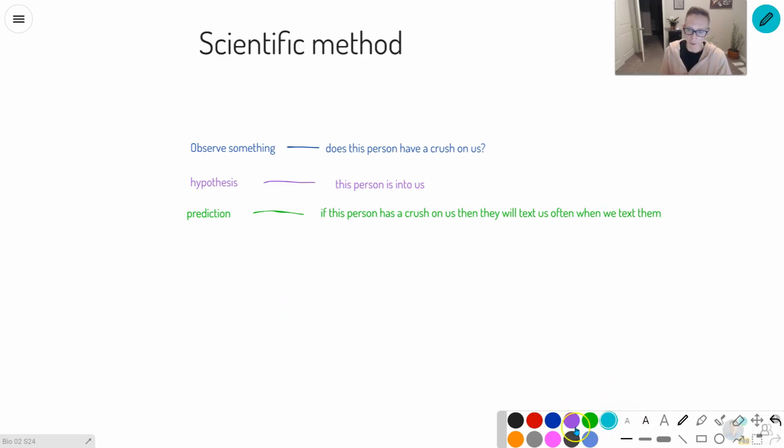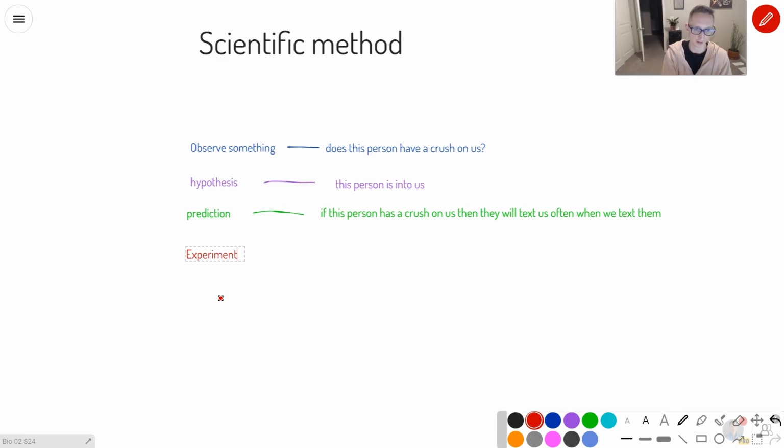So our experiment would then be what? An interesting thing about this is it has to be testable. This person is into us. We can test that, and our prediction kind of contains that test. If this person has a crush on us, then they will text us often when we text them. So then the experiment's pretty straightforward, right?